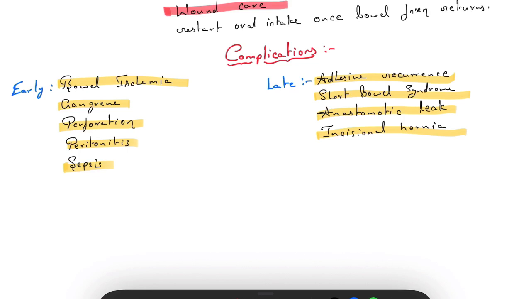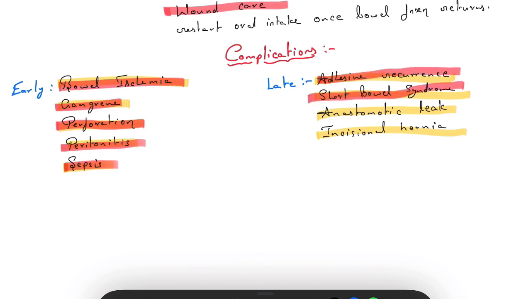Next we have complications, early and late. In early complications we can see bowel ischemia, gangrene, perforation, peritonitis, and sepsis. In late complications we can see adhesive recurrence, short bowel syndrome, anastomotic leak, and incisional hernia. For follow-up we have to monitor vitals, urinary output, electrolytes, complete blood count, abdominal examination, return of bowel function, and nutritional status. So these are very important.